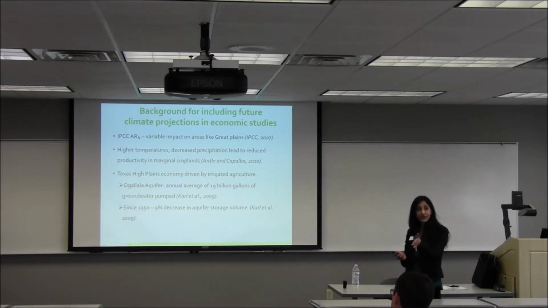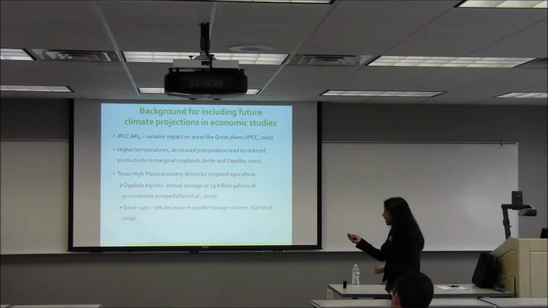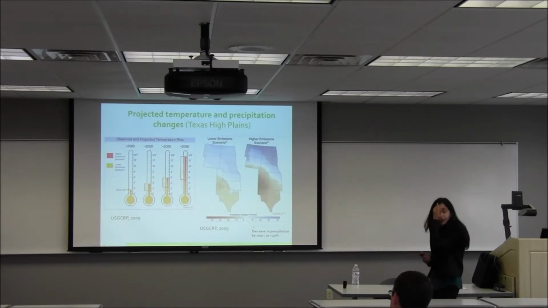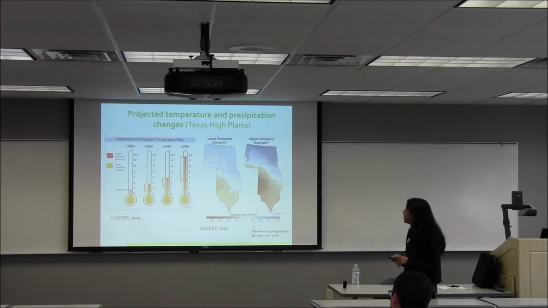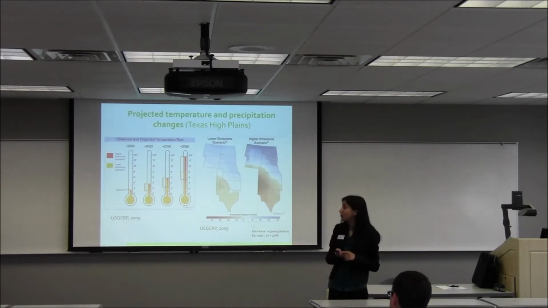Like I said, it would vary drastically as you move from one county to the other or one state to the other. But this is an average number. So these are some of the projected temperature and precipitation projections that they came out with in the year 2009 with the United States Global Climate Research Program.